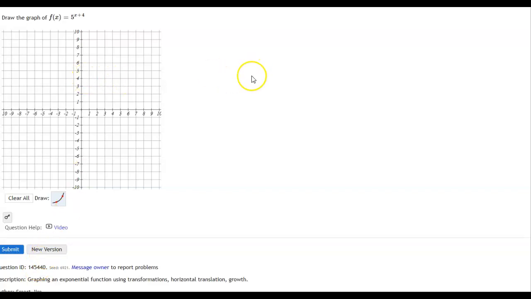Okay, here's another exponential function to be graphed. Notice the exponent has an x plus 4 in it. And so I want to do this just to make sure you get the idea of putting in the exponent correctly.